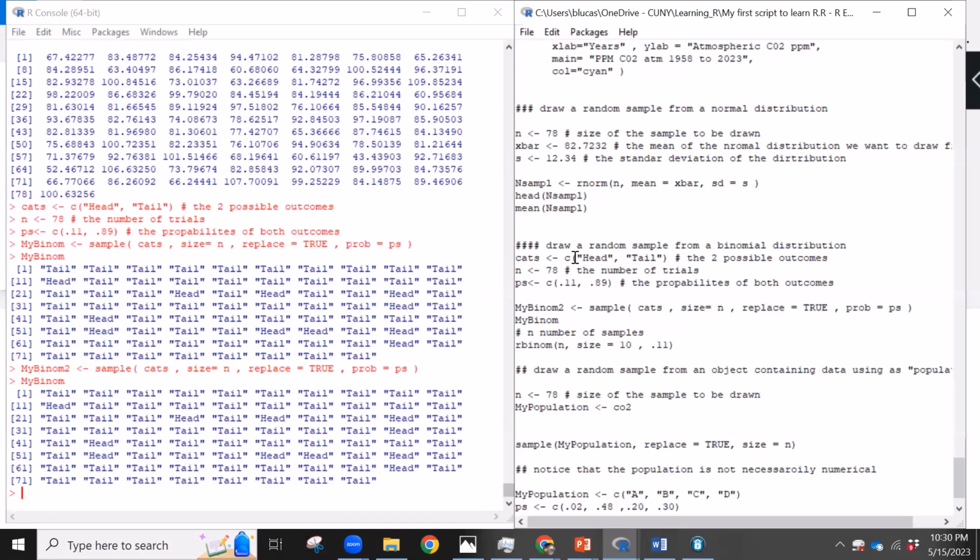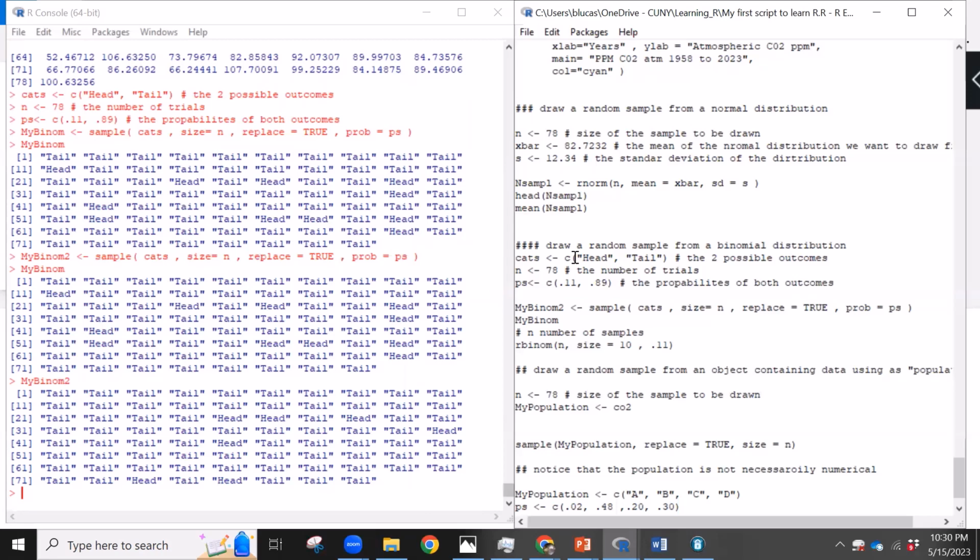So now let's see here. We can compare the first random sample from a binomial distribution with a probability of 0.11 of head and 0.89 of tail. In the first case, the first 10 were tails, and then the 11th was head. This time, we need to wait for over 20 to get our first head.